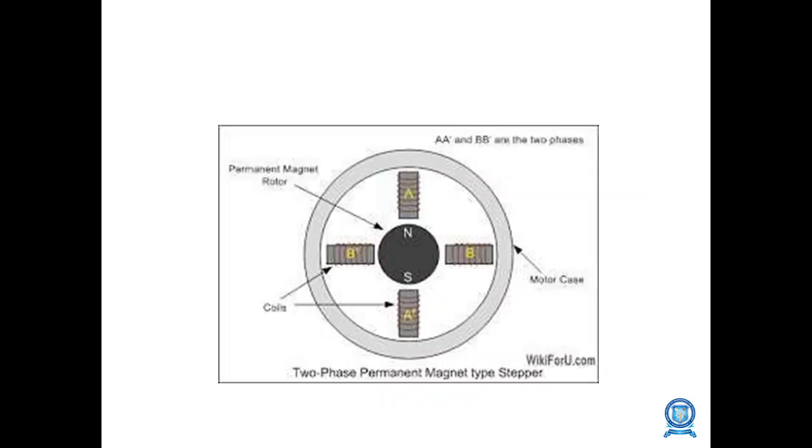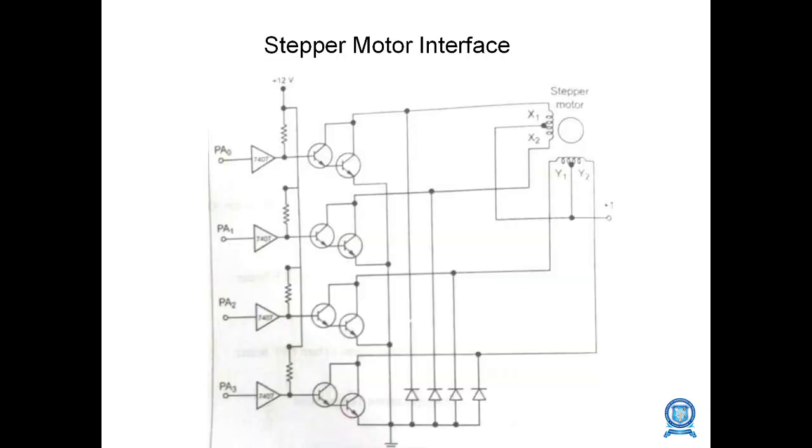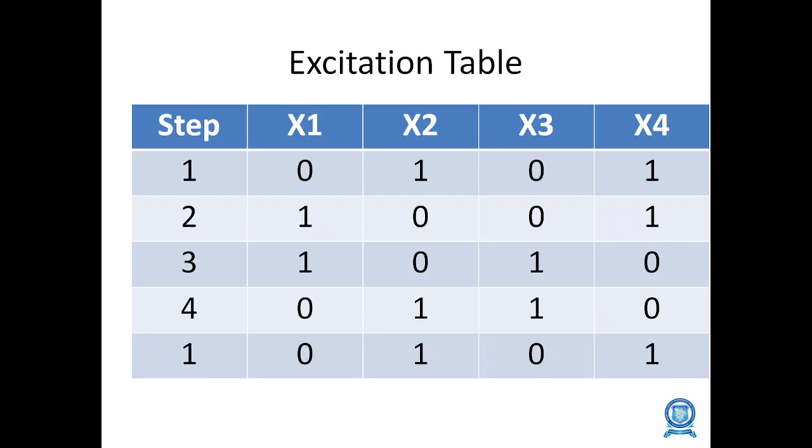So this is a diagram representing the stepper motor having a motor case, and A and B are stators in which coils are wound, and center is a permanent magnet. Stepper motor interface is given with transistor diagrams, and the stepper motor is coiled to X and Y, which is sent to PA0, PA1, PA2 and PA3. This is the excitation table for step 1, H1, H2, H3, H4, step 2, step 3, step 4 and repeatedly from step 1.